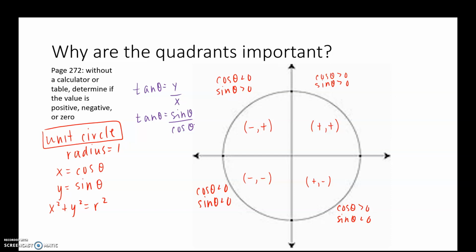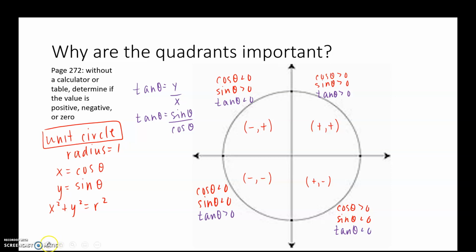So if tangent is y divided by x, then in the first quadrant, if I take my y coordinate and divide it by my x coordinate, it's going to remain positive. So my tangent's going to be positive in the first quadrant. In the second quadrant, a positive y divided by a negative x will make my tangent value negative. In the third quadrant, a negative y divided by a negative x will make my tangent value positive. And then in the fourth quadrant, my negative y divided by my positive x will keep tangent negative as well.